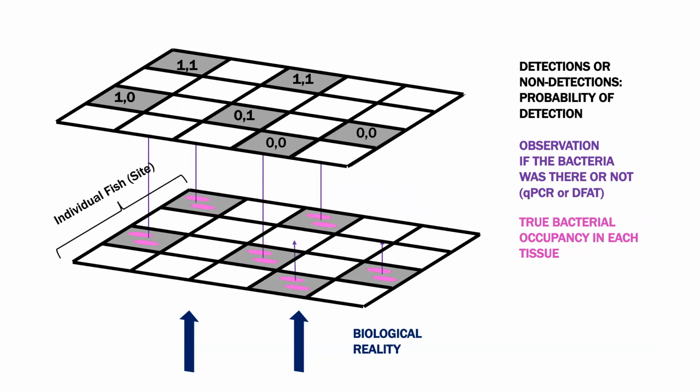Our detection data could then be a combination of detection and non-detection data in the form of 1, 0, 1, 1, 0, 1, and 0, 0. But the problems really arise when we have detection data of 0, 0, when the bacteria is actually present in the tissue, but we just cannot detect it with our current methods.